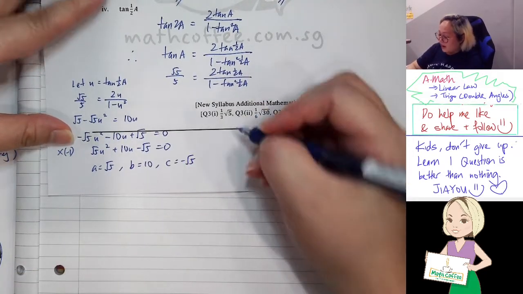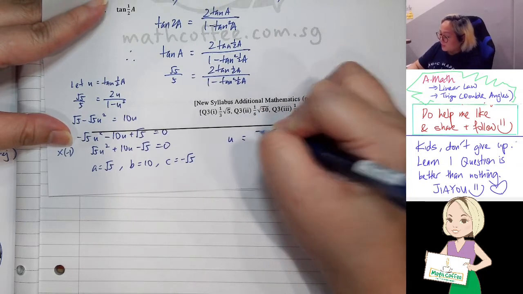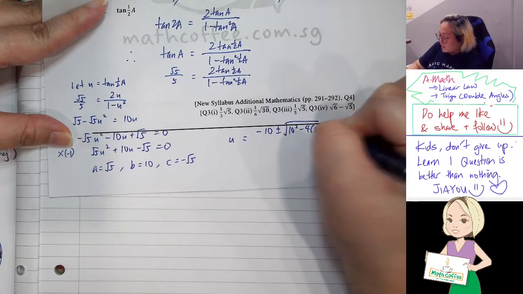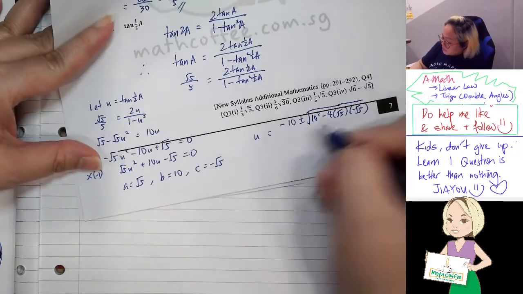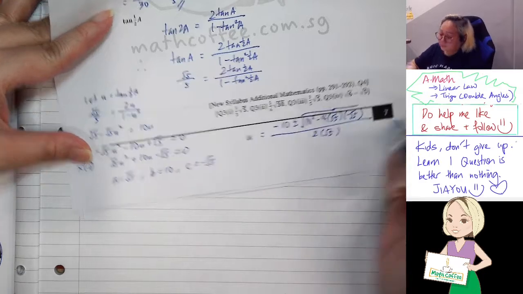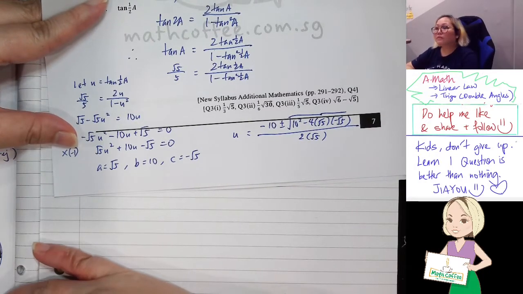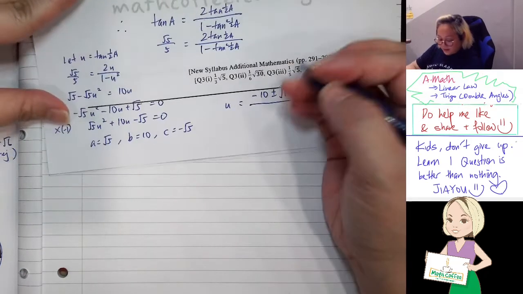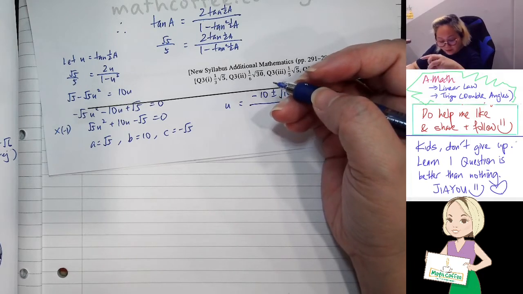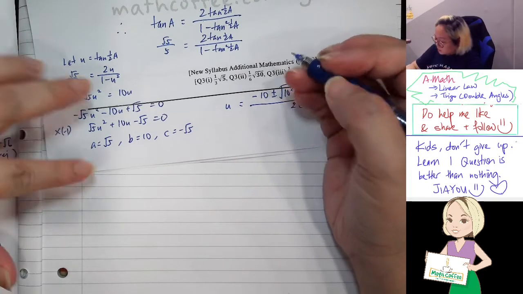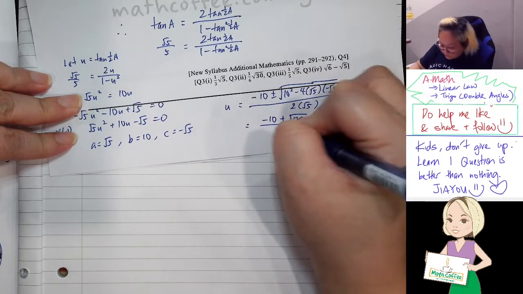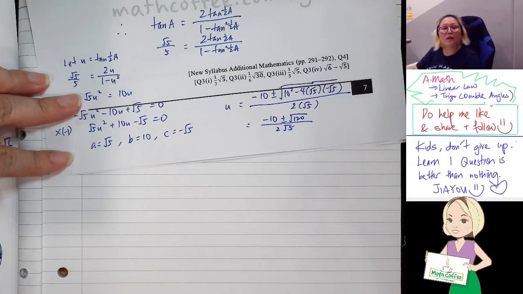So let's solve for U. U will be equal to minus B plus minus square root of B squared minus 4AC, over 2A. Not bad. Then after that, simplify. After I simplify, I will get minus 10 plus minus square root 120 over 2 square root 5. You need to further simplify.